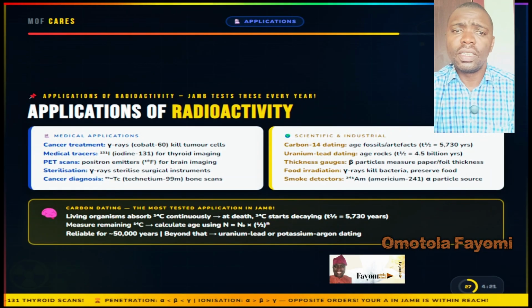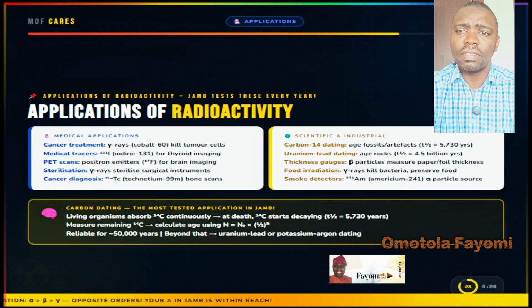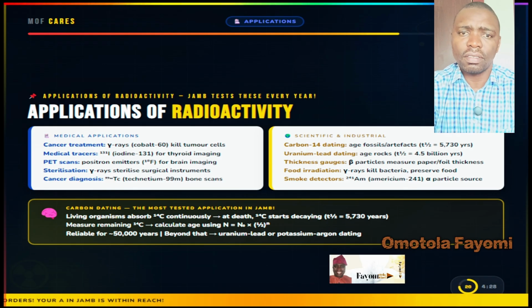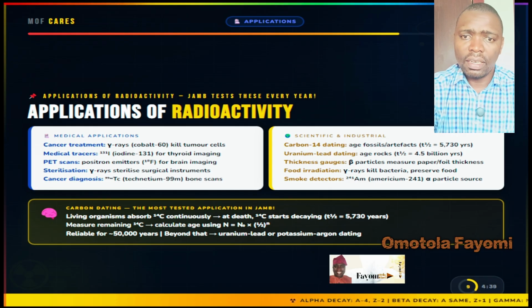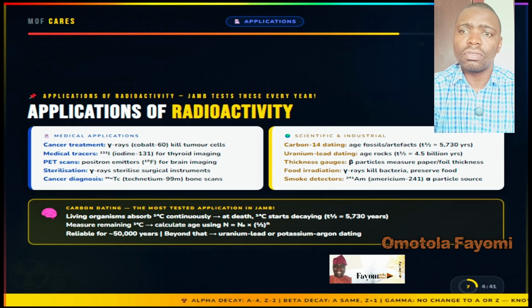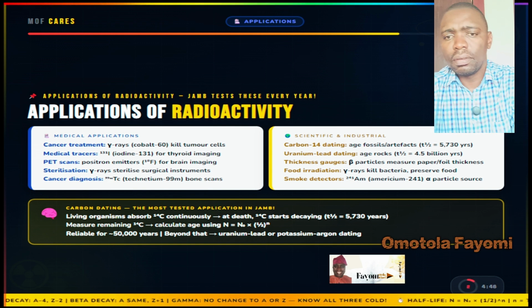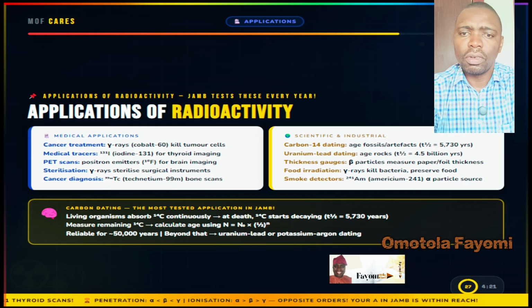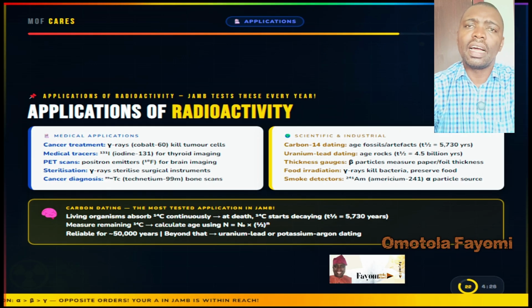Radioactivity is not only a natural phenomenon, it is an incredibly useful tool that saves lives and advances science. JAMB tests the application of radioactivity consistently. Medical applications: gamma radiation from cobalt-60 is used in cancer therapy, and high-energy gamma rays are focused on tumor cells, destroying them. These beams are aimed from multiple angles to minimize damage to surrounding healthy tissue.